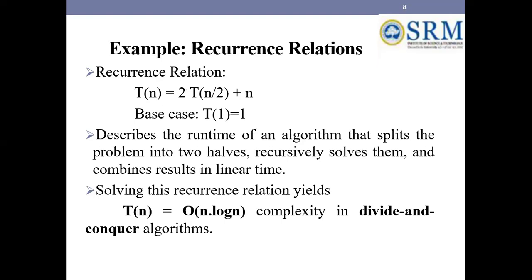An example of a recurrence relation is T of n is equal to 2 T of n by 2 plus n. This is a non-homogeneous recurrence equation. The base case is T of 1. If n becomes 1, the algorithm will be terminated. It describes the runtime of the algorithm. The problem is divided into two halves. 2 T of n by 2 means the problem is divided into two subproblems. Each subproblem can have the size of n by 2 inputs. By solving these recurrence equations, we get a time complexity of order n log n. This is the time complexity for a divide and conquer algorithm.